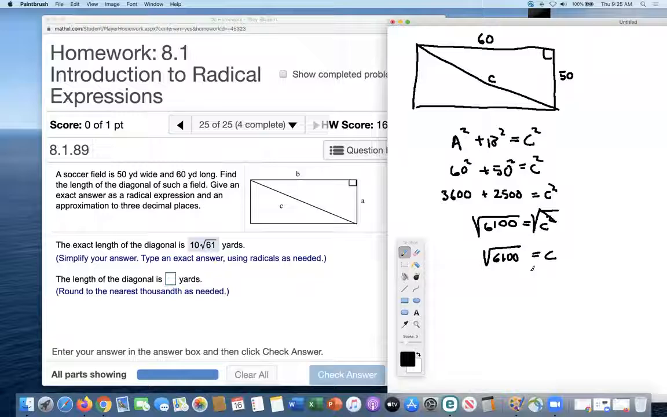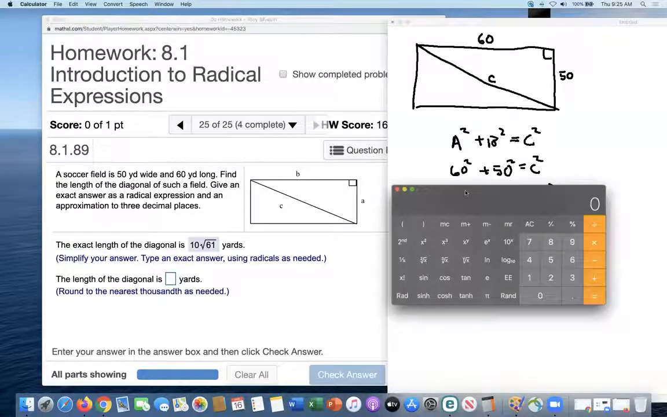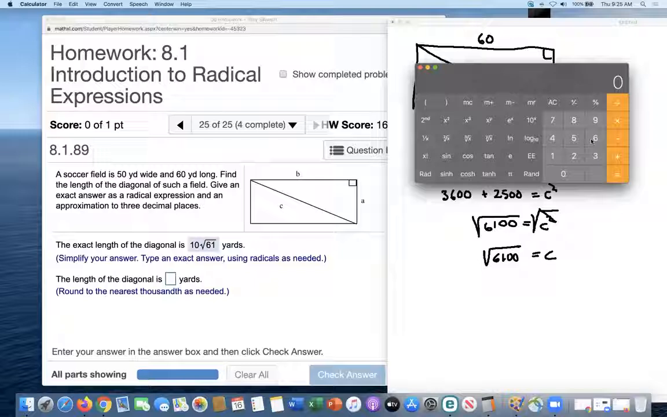Go inside your calculator. I'm going to punch in 6100 square root with the 2. There's the answer. They want the nearest thousandth, 3 decimal places. Forget about all the other stuff. That's the 3rd decimal place right over here.